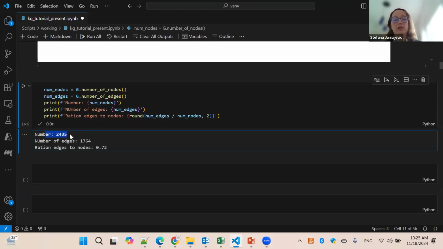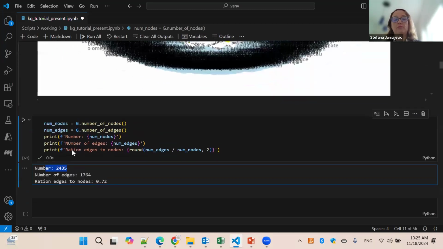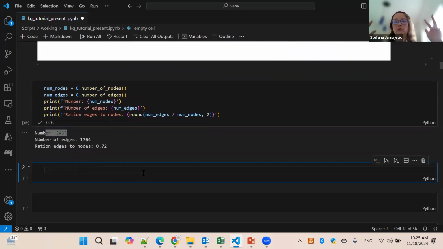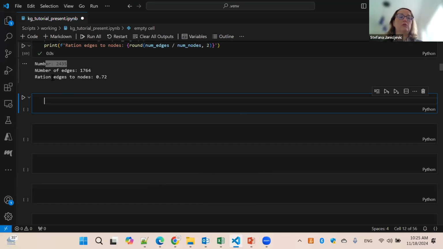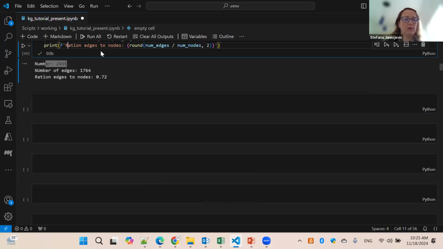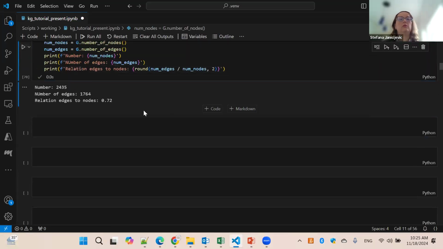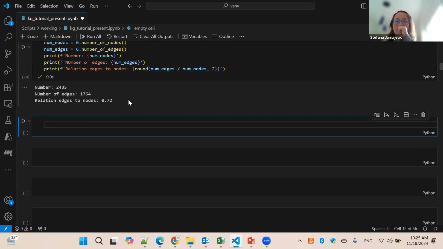we have a bigger number here. It's not just the shape you saw, 1,700. It's not just this, because we also have nodes in the other column. So we are counting both, distinct, of course. And we have a relation between edges and nodes.